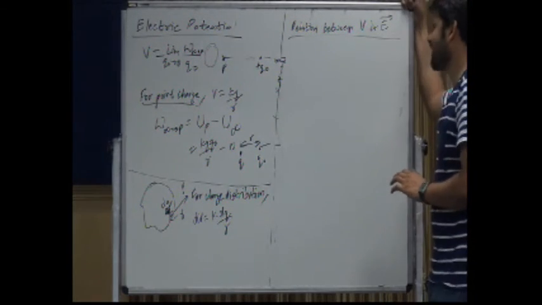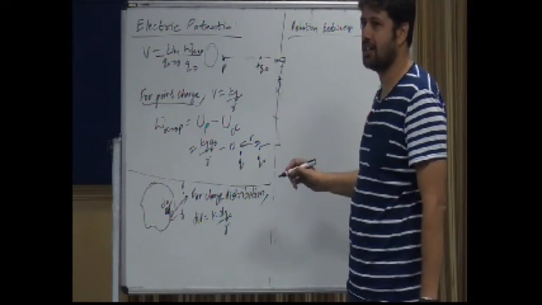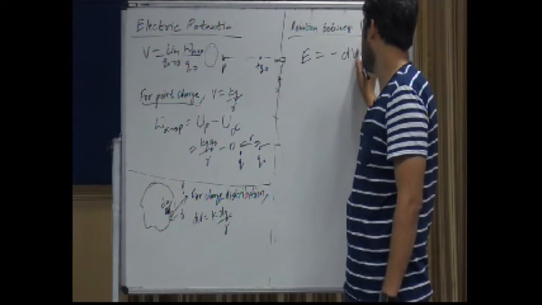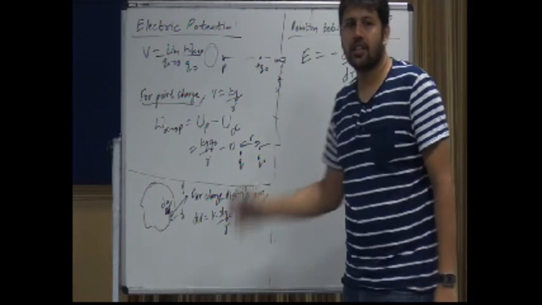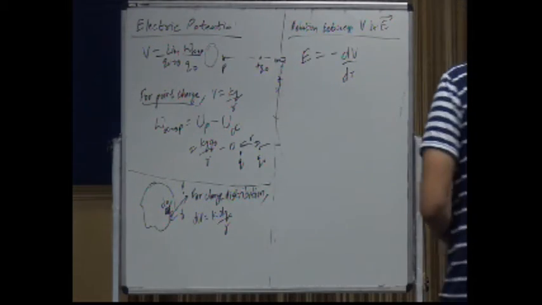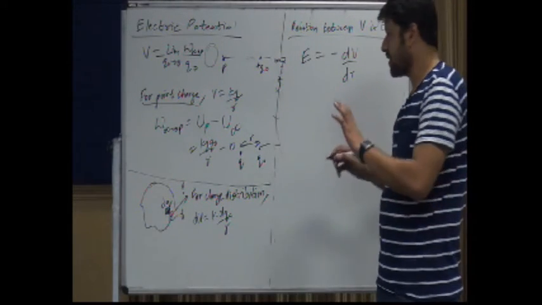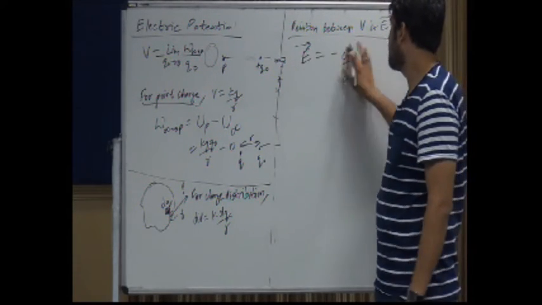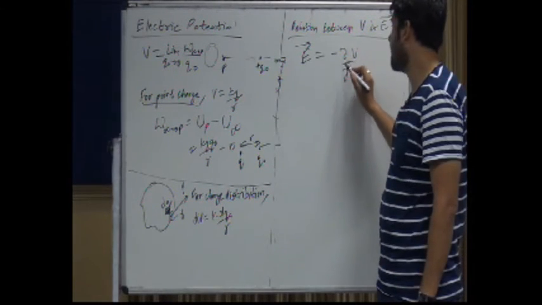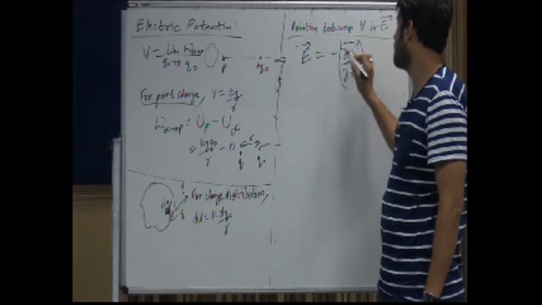Now relation between V and E. Now this you have studied already in NCERT, that E is what? Minus dV by dr. This works when V is expressed in terms of r. What if V is expressed in terms of x, y and z? So I'll slightly modify this. This is called the del operator, del V by del r, and this can give us a vector quantity. How?